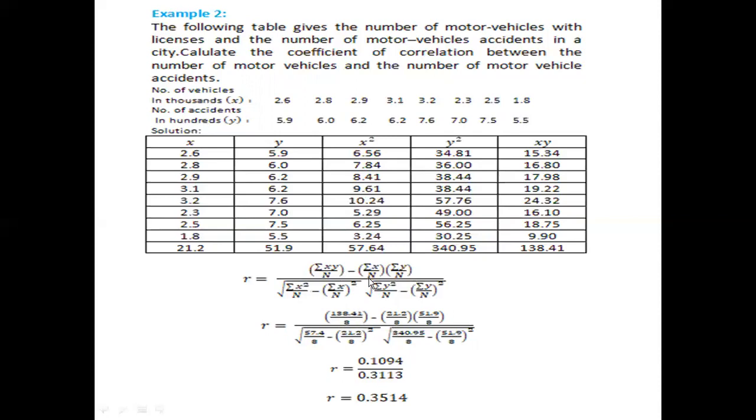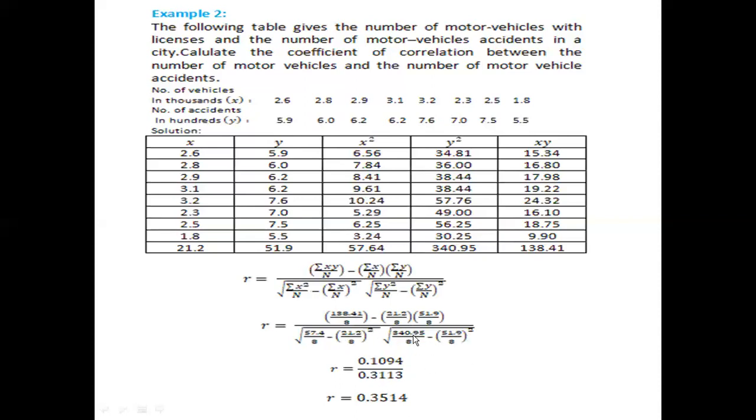Now write down the formula for r equal to, and second step, put all the corresponding values, that is summation xy, summation x, summation y, summation x square, and summation x upon n whole square. Here capital N is the number of observations given in the table. So 1, 2, 3, 4, 5, 6, 7, 8. Here 8 is capital N, the number of observations given.